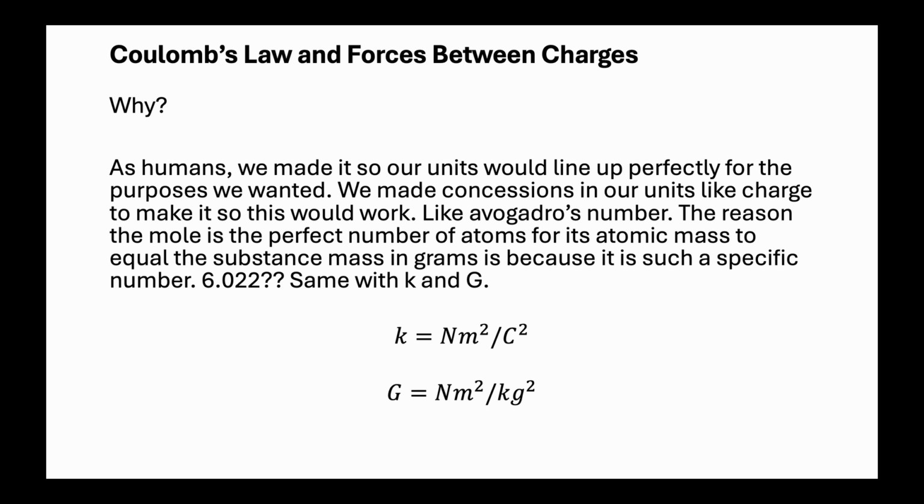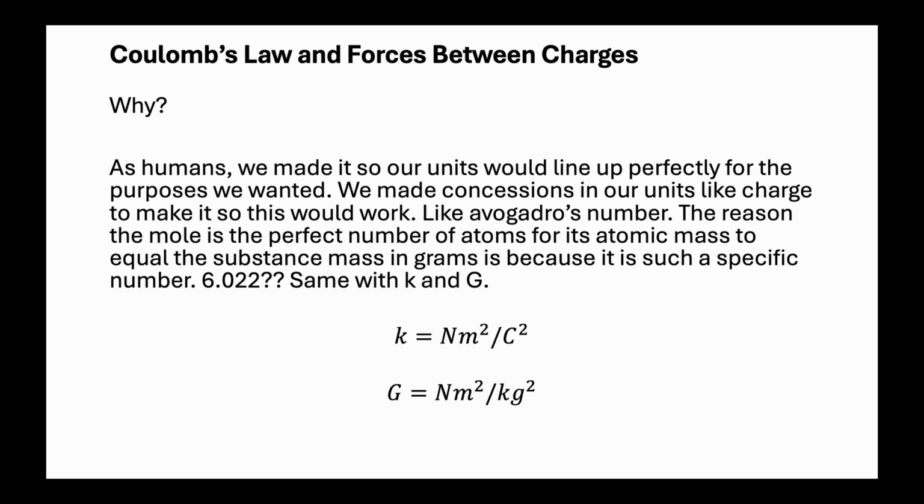You might also ask why. How is it that so conveniently these two equations are pretty much the same? Well, as humans, we made it so. We made it so our units would line up perfectly for these purposes. We made concessions in our units. We gave them weird numbers like 6.7 and 9 times 10 to the 9 for charge, so this would work.